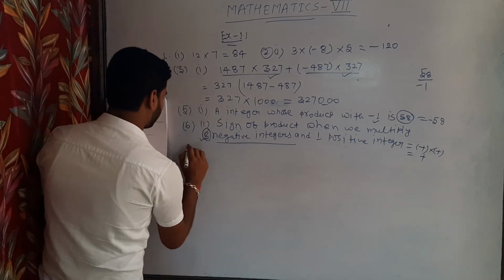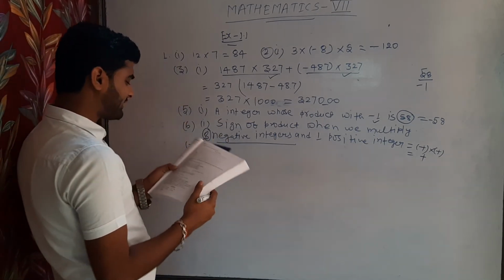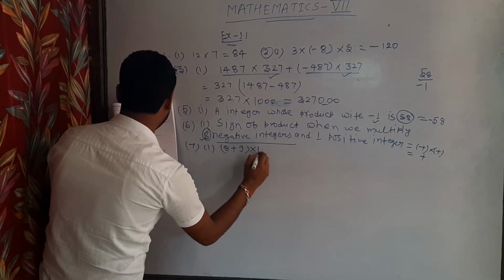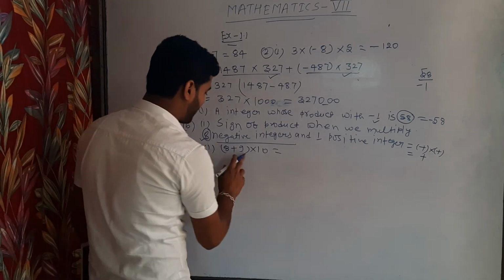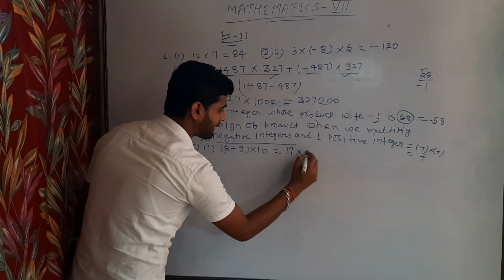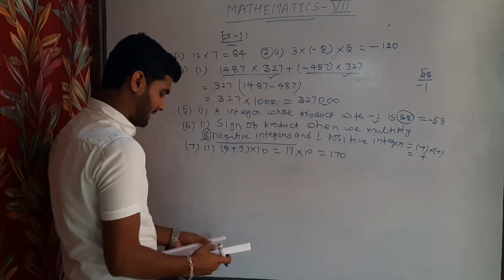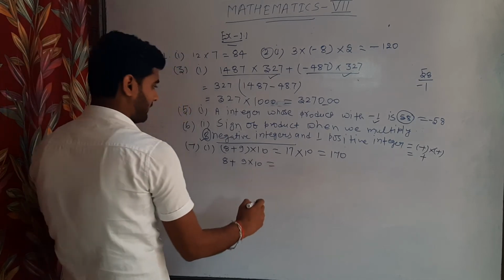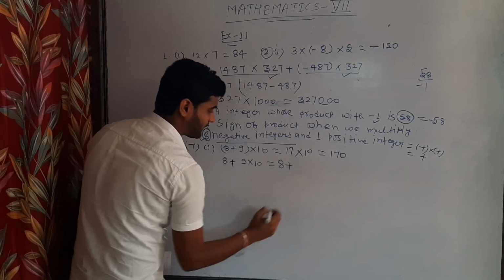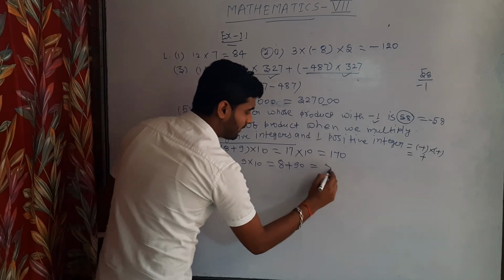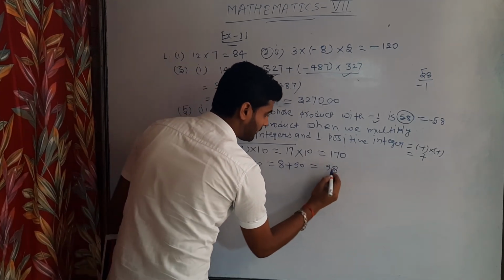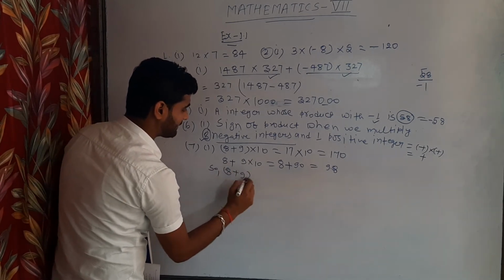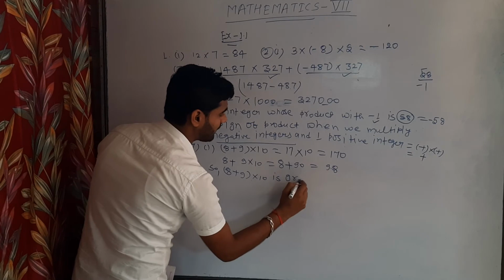7. First, state which is greater: 8 plus 9 multiply 10. Firstly, we have to add 8 and 9. Result is 17 and multiply 10 is equal to 170. And 8 plus 9 multiply 10, then we have 8 plus 90, which is 98. Here 170 is greater. So (8 plus 9) multiply 10 is greater.